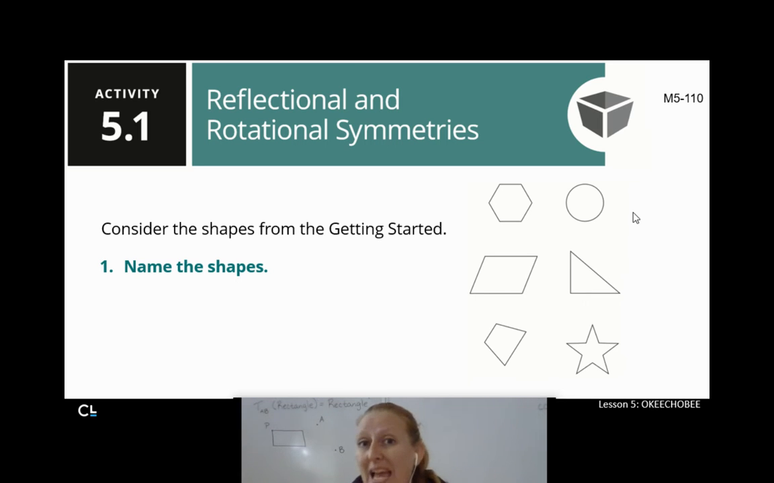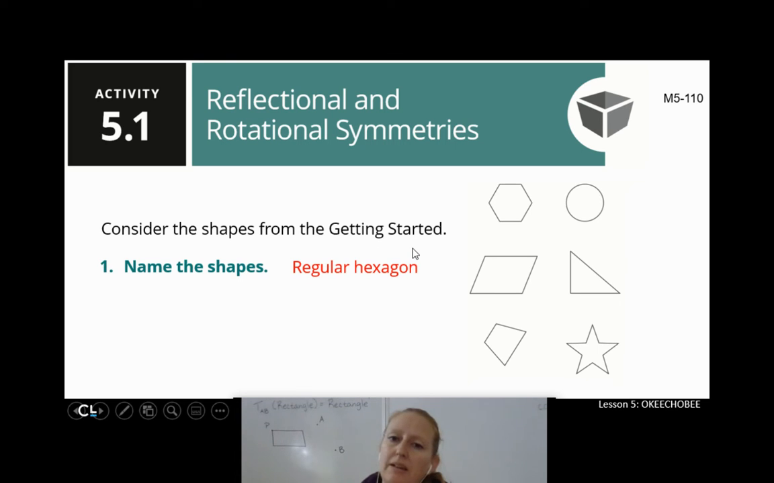So I'm trying to be as specific as possible. So yes, this first guy is a hexagon, but I see it has all congruent sides, all congruent angles. It's like the perfect hexagon. So I'm going to call it a regular hexagon. Of course, this is a circle. We just skipped over some here, huh? This is an isosceles trapezoid. I have 2 congruent sides, so that's an isosceles trapezoid.